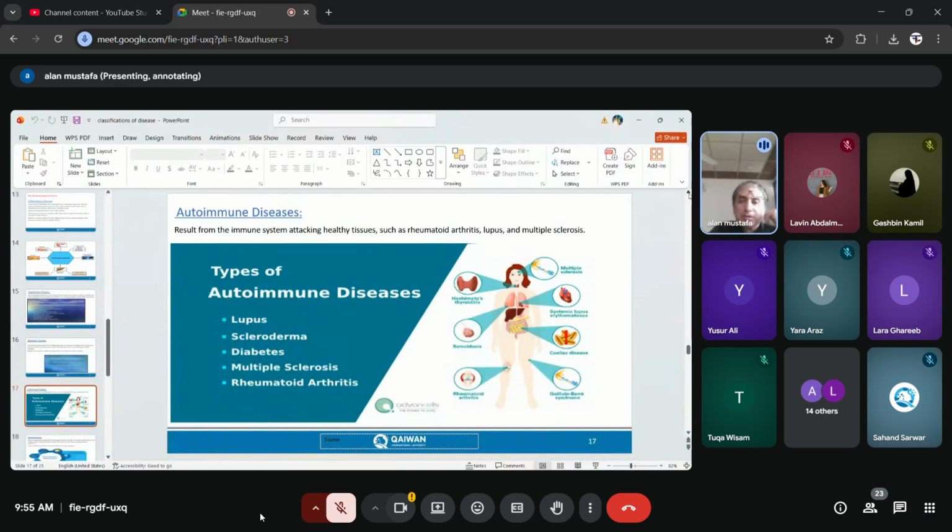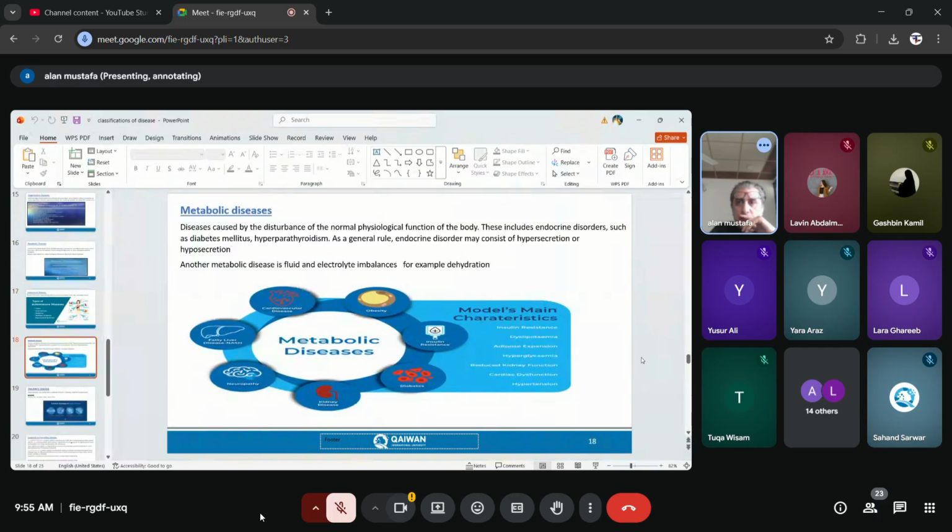Some other diseases are autoimmune. They have something to do with the abnormality of our immune system. If I say list 5 examples of autoimmune diseases, you write these 5: lupus, scleroderma, diabetes, multiple sclerosis, rheumatoid arthritis. These are autoimmune. They have something to do with abnormal responses of our immune system.